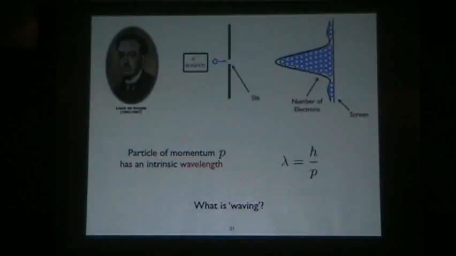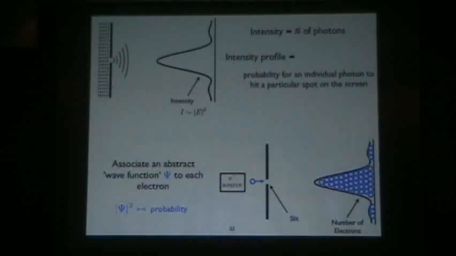But there's an ultimate question here. In the case of a photon, we know it was waving. Electric field is going up and down and up and down, magnetic field is going up and down and up and down. In the case of an electron, what on earth is waving? And in order to describe that, I want to think about going back to the experiment with light, but trying to mimic as much as we can about the electron experiment.